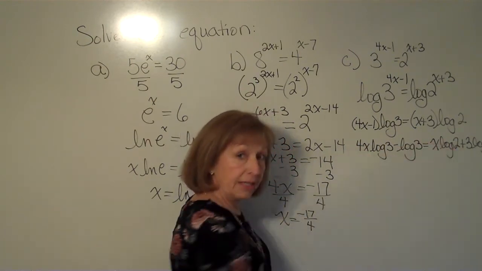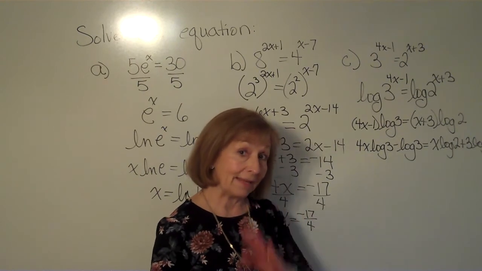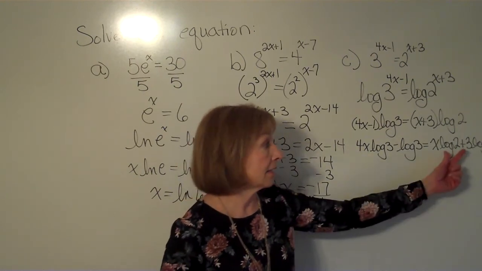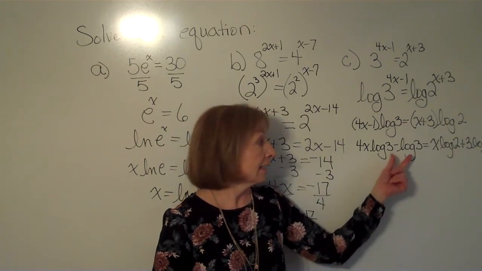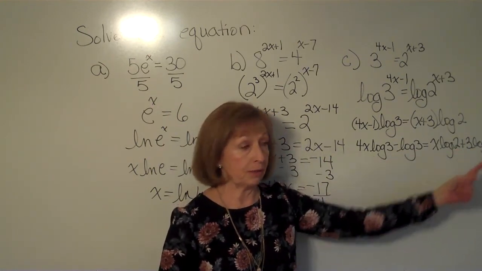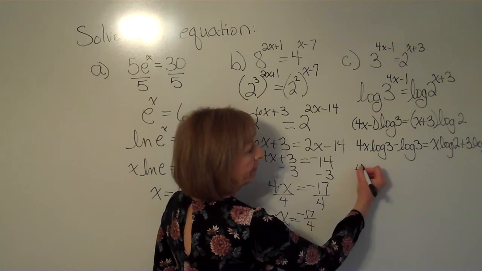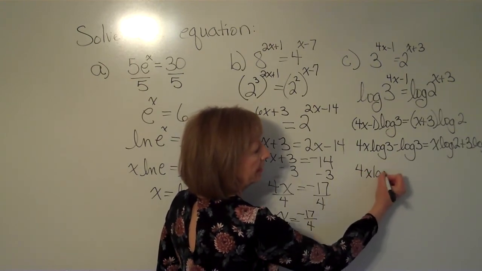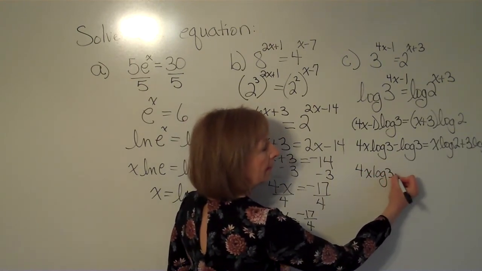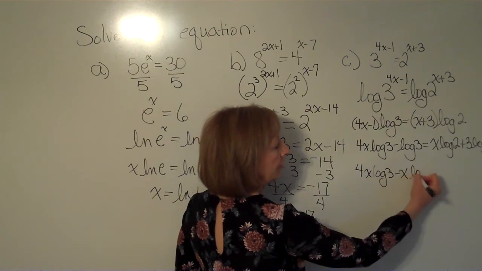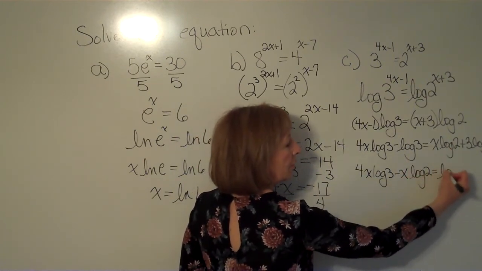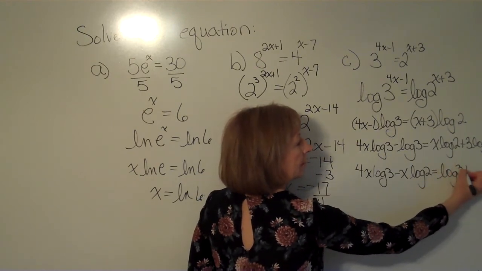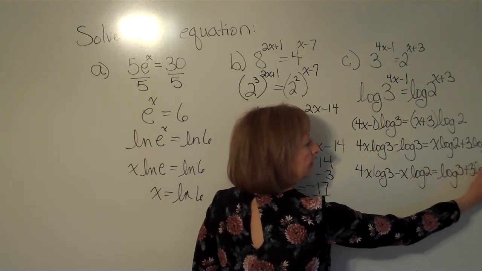So I'm going to get all the x terms on one side, all the not x terms on the other side. So we're going to subtract an x log 2 from both sides and then add a log 3 to both sides. So I have 4x log 3 minus x log 2 is equal to log 3 plus 3 log 2.